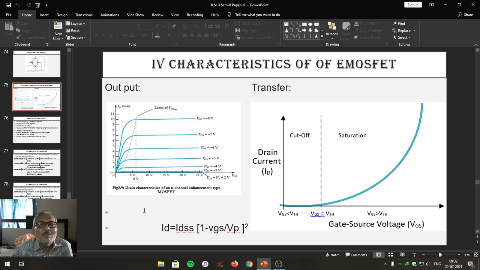Analogous to this, the drain current is generally given as IDSS into bracket 1 minus VGS upon VP bracket square, where IDSS is saturation current, ID is the general drain current, VGS is gate to source voltage that we applied, VP is the pinch off voltage. When VGS is 0, look at here, when VGS is 0, ID equals IDSS, that is its maximum value.